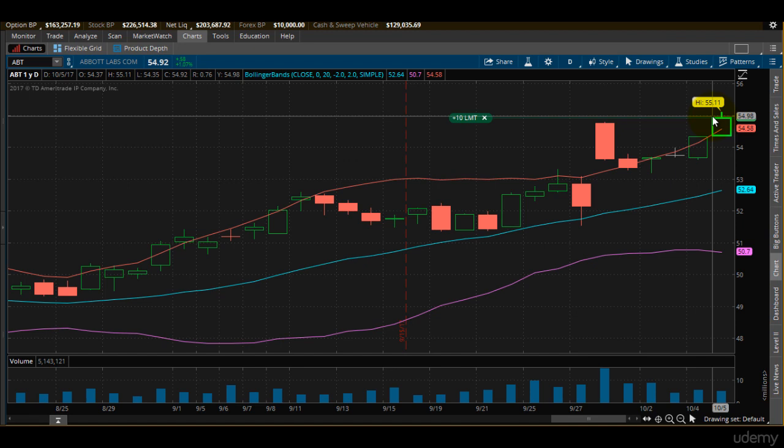The stock ABT, that is Abbott Labs, says we are on the right track. And now let's sit tight and see what happens next.